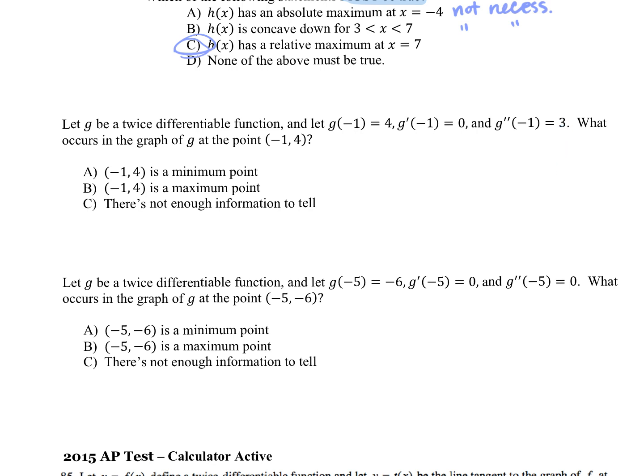So I might draw myself a picture. We've got a minimum there, because G prime was 0 there. We feel good about it. Yeah? Okay.